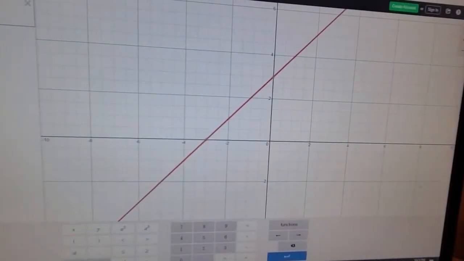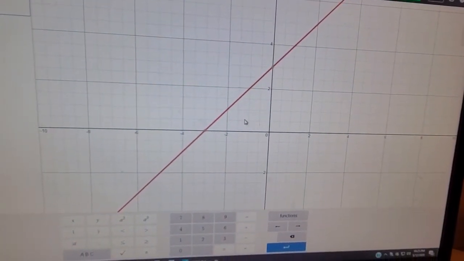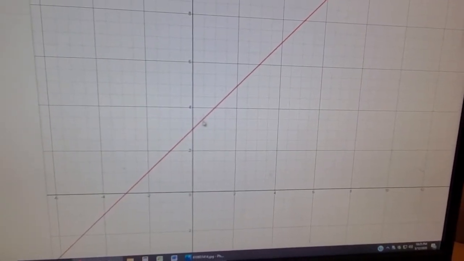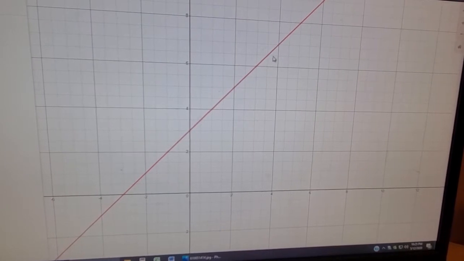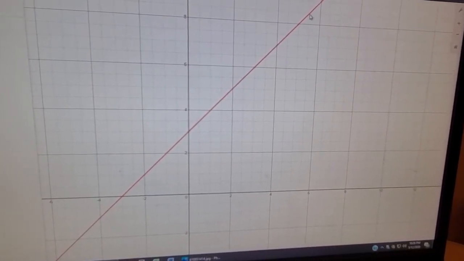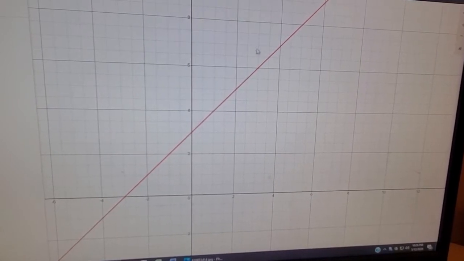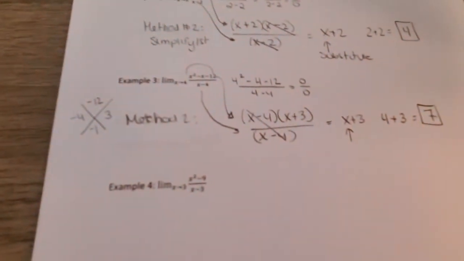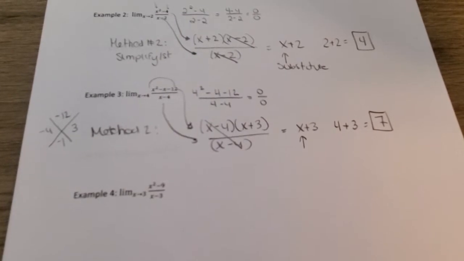Okay, that is the graph of this equation. The question asked, what is the limit as x approaches 4? So now we can use the method we were using yesterday. As x approaches 4 from the left and right, I'm going to pull my graph down. From the left, as x approaches 4, it approaches the value 7. From the right, as x approaches 4, it approaches the value 7. So the limit as x approaches 4 of the function is 7. See how it's the same answer we got algebraically?